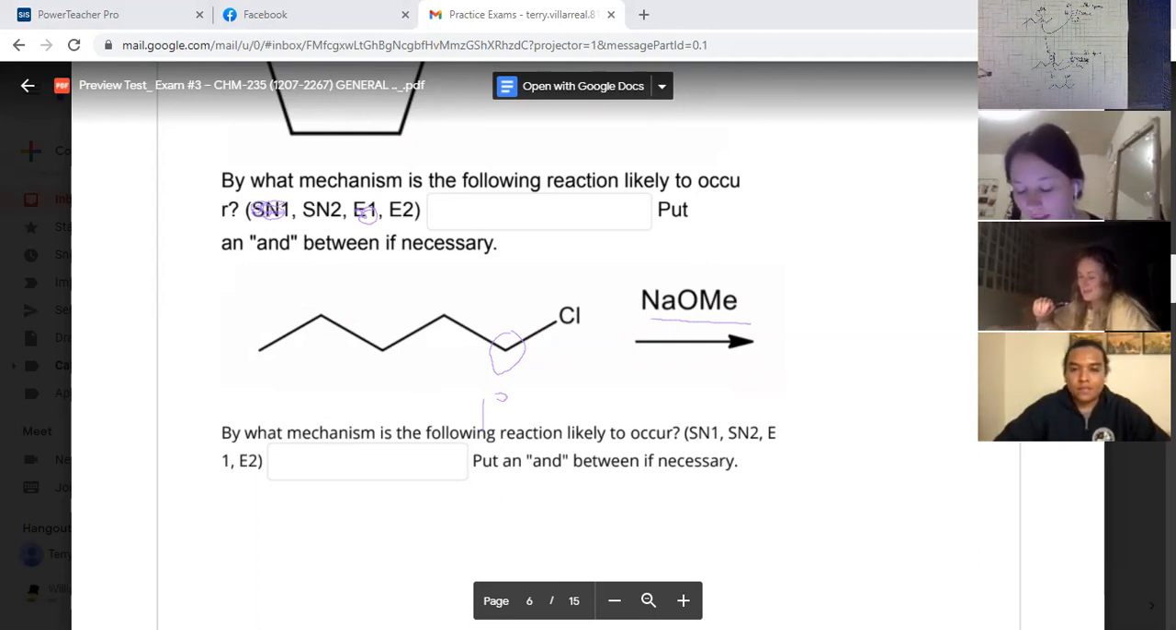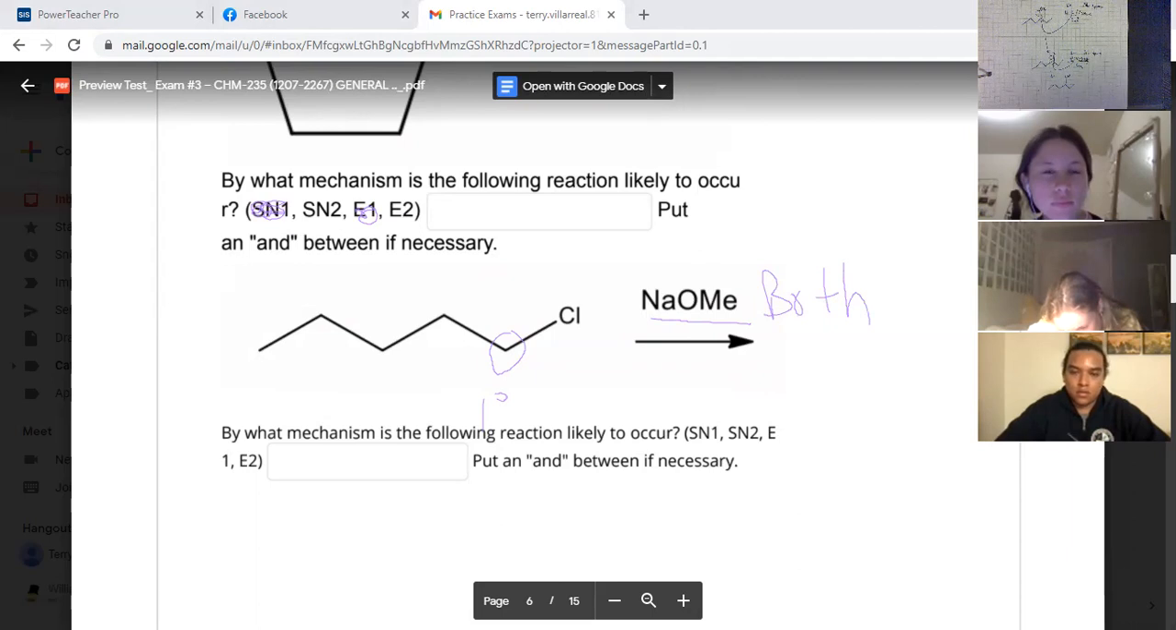Think back to the beginning. Oh, it can be both. This is both. This is one of my exceptions, right? This is one of the ones, OMe minus, OH minus, OEt minus. These are the ones that are both good nucleophiles and good bases, remember?